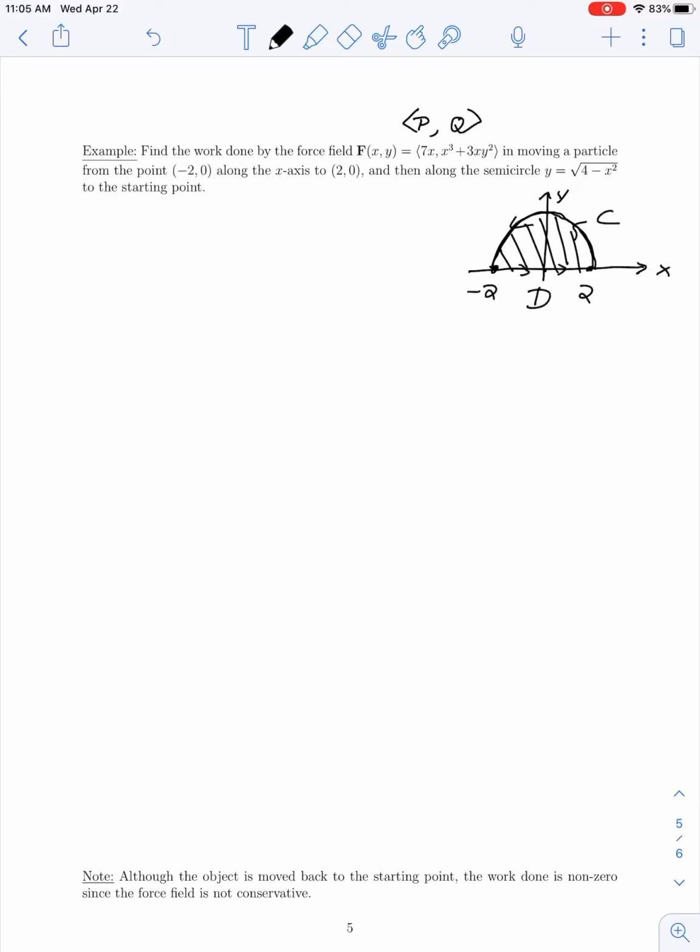So if we want to find the work done by this force field in moving a particle along that curve, well, the work done is given by the line integral of our vector field F dot dr over the closed curve C. So we could try to parameterize this curve C by thinking of it as two parts.